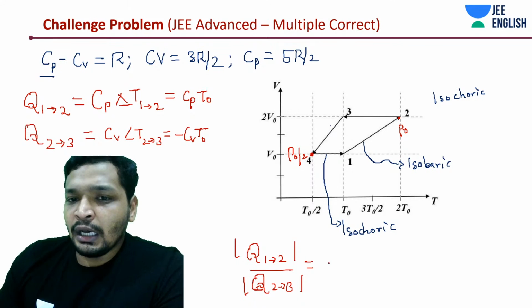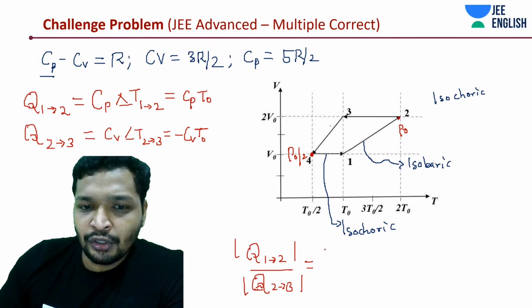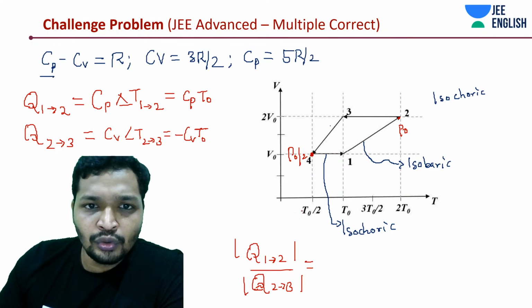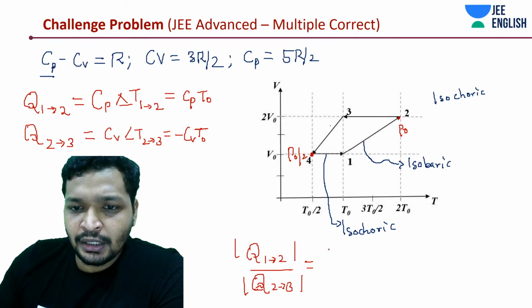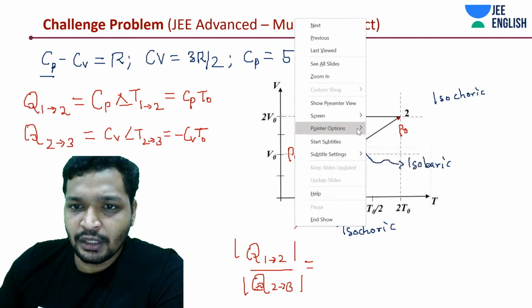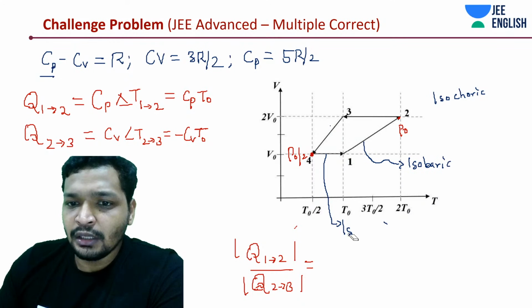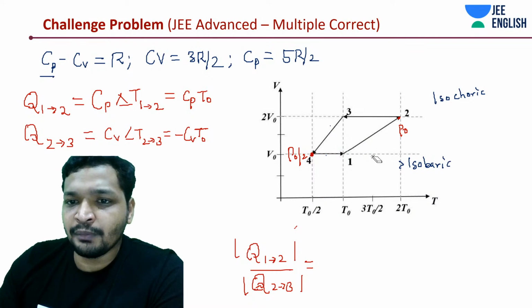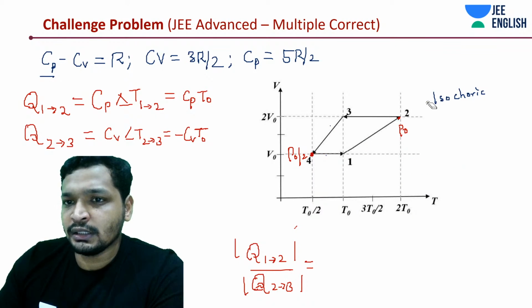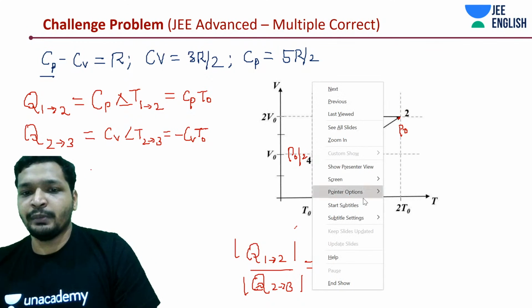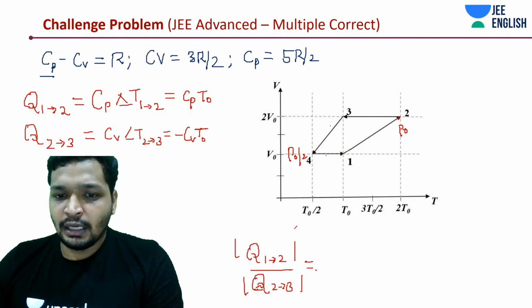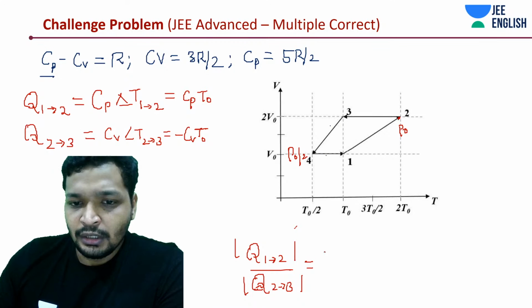Okay. Now let's do a thing. Q1 to 2, you substitute CP dt. I'm going to erase this as well, guys. Okay, maybe I can write it down later. I think this much time is fine for you to understand this is isochoric, isobaric. Option B was wrong. And now let's get on to this.